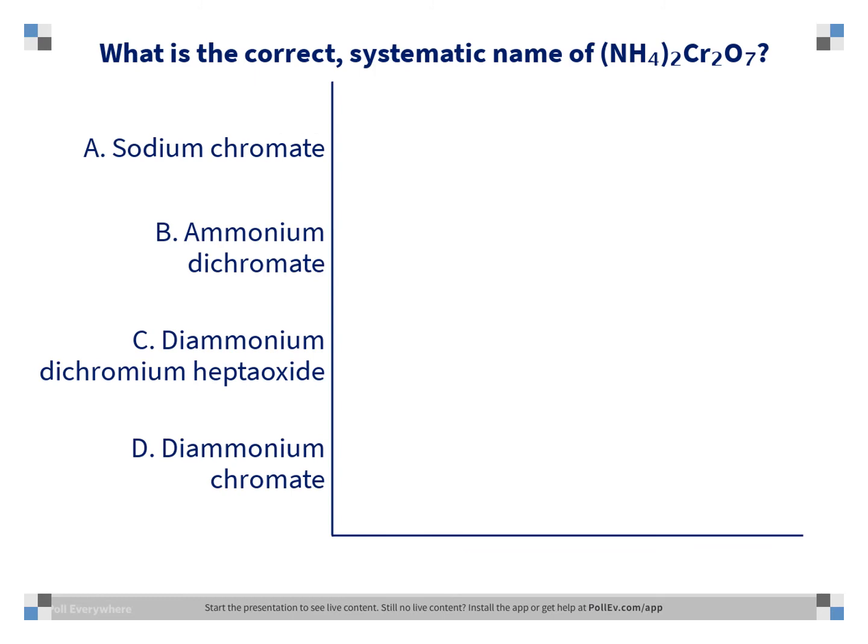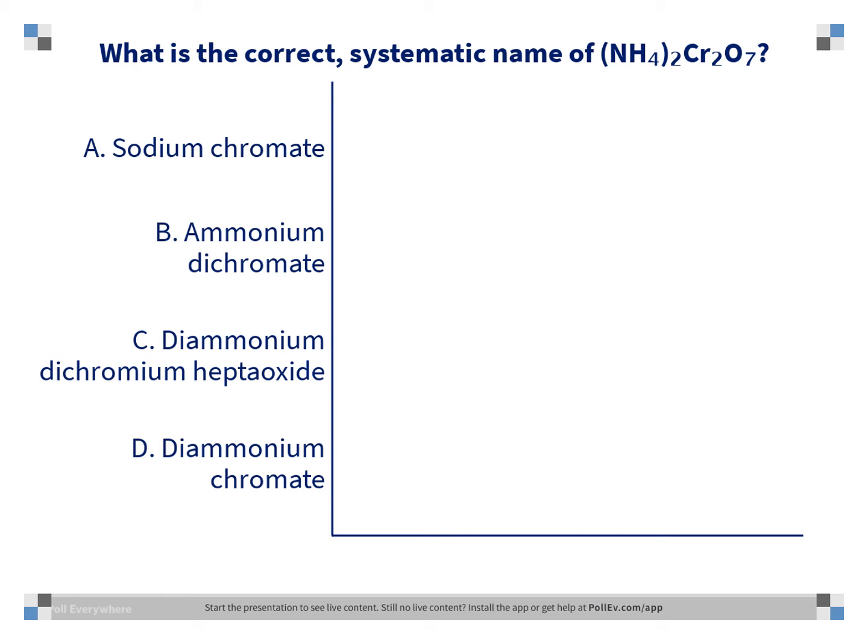The correct answer is B, ammonium dichromate. There are two different polyatomic ions listed in this compound, the ammonium ion, NH4+, and the dichromate ion, Cr2O7 2-. We name the first ion as is, since it's a polyatomic ion, and we name the second ion as is, since it's a polyatomic ion. So the name of our compound is ammonium dichromate.